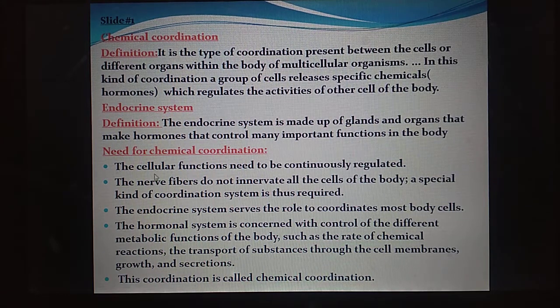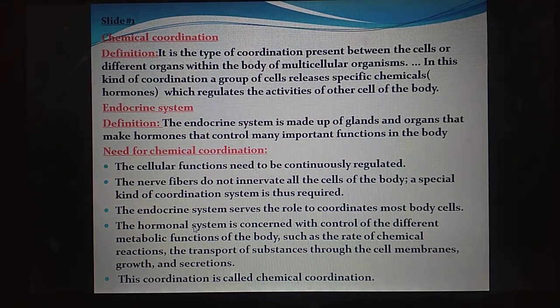The first one is to bring about continuous regulation. Besides this, as we know that the nerve fiber can't innervate or reach each and every cell, so for proper integration there is also a need for this coordination. So after the nervous coordination, chemical coordination is the second largest coordinating system in our body, which is basically helping the first one, that is the nervous coordination, right?